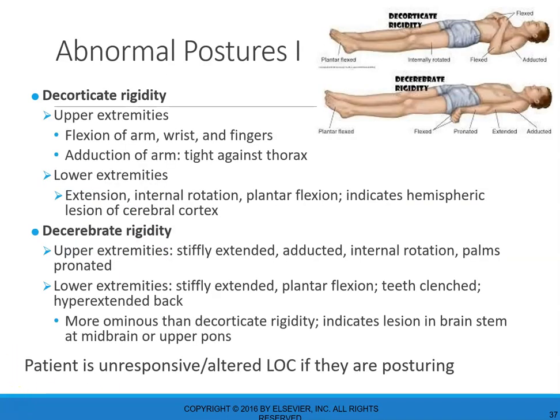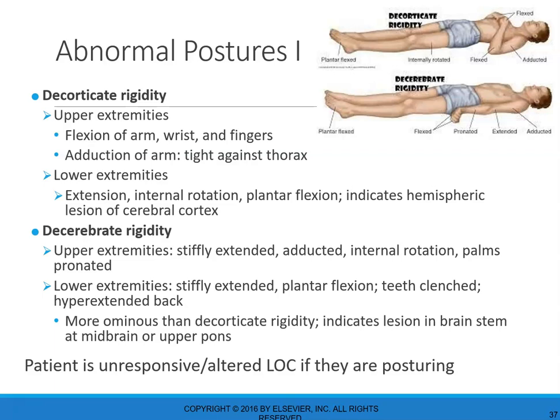Some abnormal postures are decorticate rigidity, and you will note this with the upper extremities and the lower extremities. With the upper extremities, you'll notice flexion of the arm, wrist, and fingers, and also adduction of the arm. It'll be tight against the thorax. With the lower extremities, you'll notice extension, internal rotation, and plantar flexion. This indicates a hemispheric lesion of the cerebral cortex.